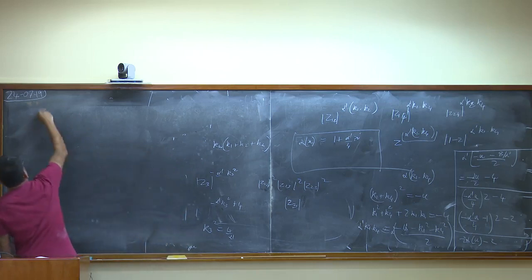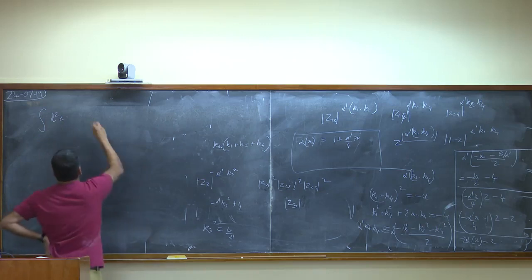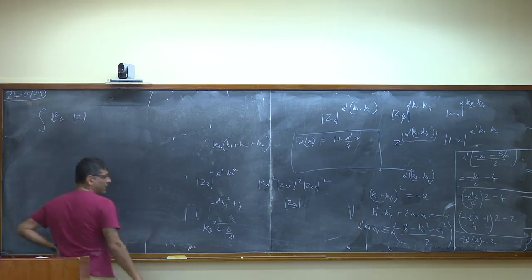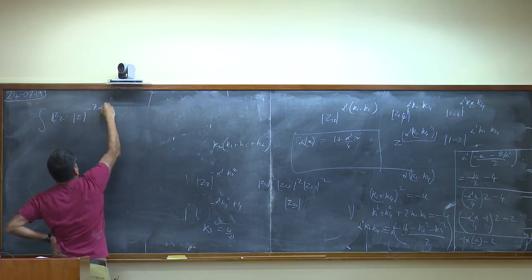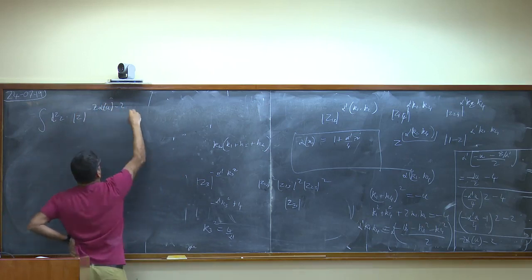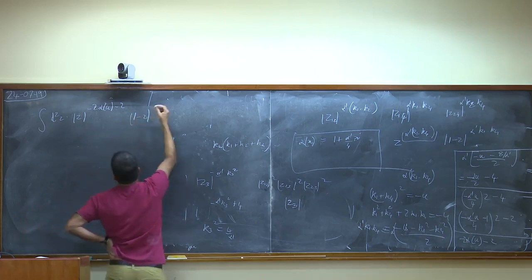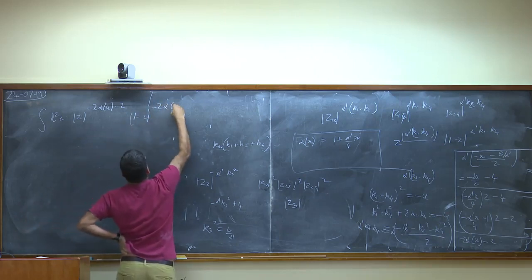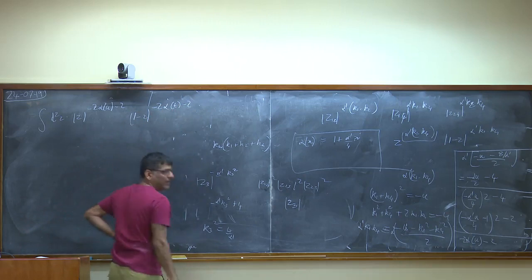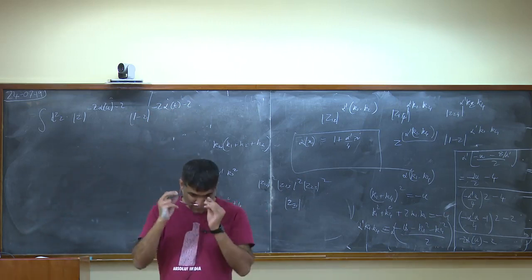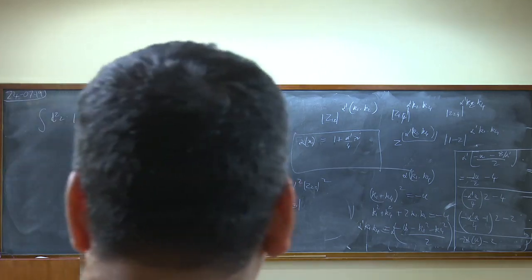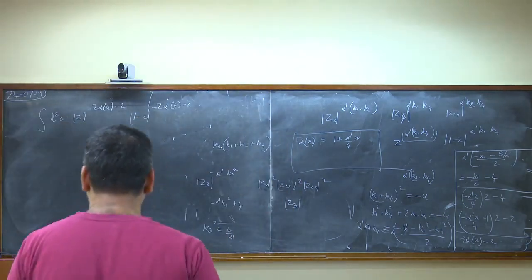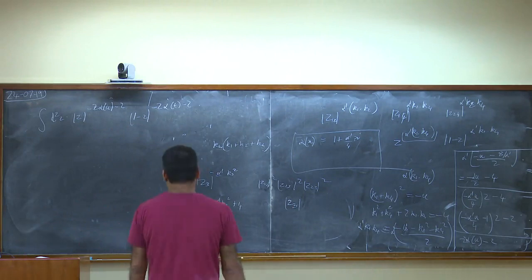So the final answer is the integral d²z, |z| to the power minus 2α of u minus 2, |1 minus z| to the power minus 2α of t minus 2. This is the final answer for the scattering amplitude. The Euler beta function. Right.